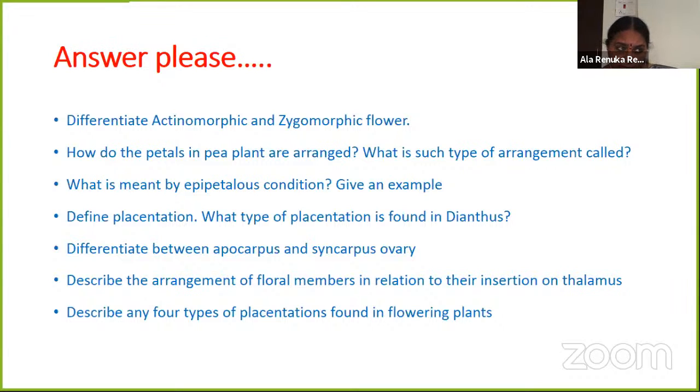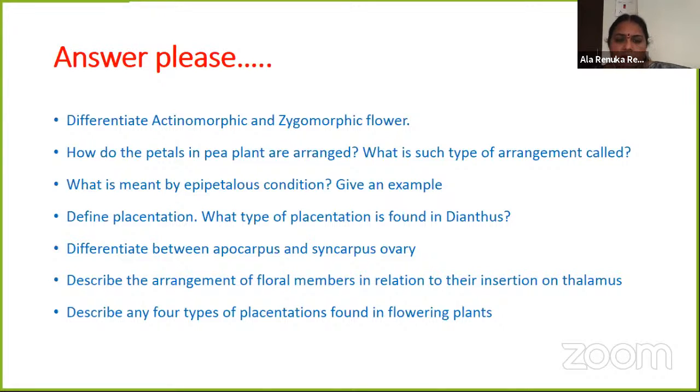If the floral parts are arranged below the level of the gynoecium, the gynoecium becomes superior. It is described as hypogynous condition. If the floral parts are arranged along the level of the gynoecium, this condition is described as half inferior condition, and the flower is called a perigynous flower.